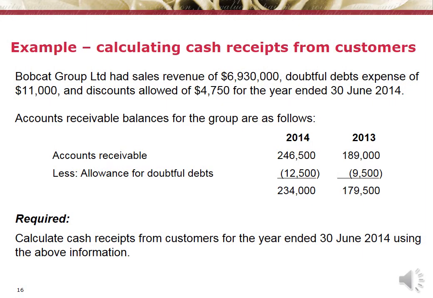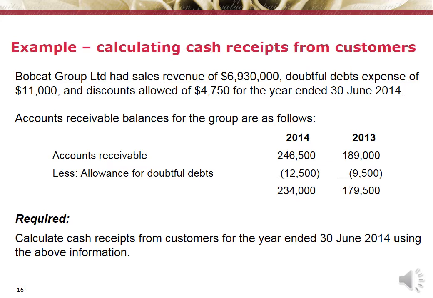So our example is calculating cash receipts from customers, which was the first item on the list on the previous slide for operating activities. As it says here, Bobcat Group Limited had sales revenue of $6,930,000, a doubtful debts expense of $11,000, and discounts allowed of $4,750 for the year ended 30 June 2014.